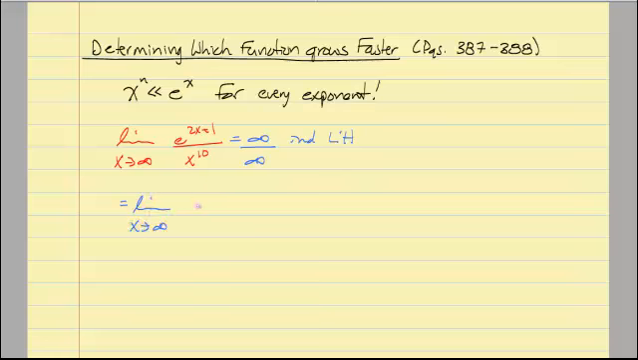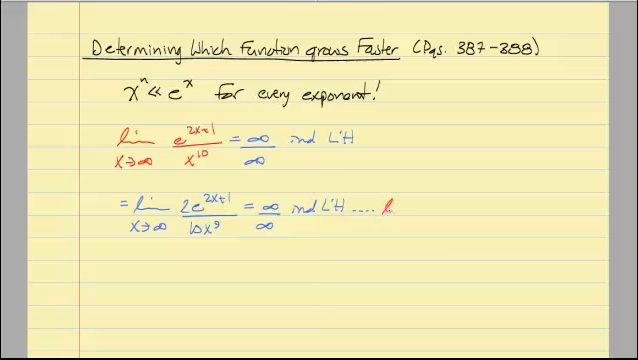Limit as x approaches infinity. The derivative of e to the u is e to the u times the derivative of u. The derivative of 2x plus 1 is 2. Now the derivative in the denominator would be the derivative of x to the 10th, which is 10x to the 9th. Take the limit, and again, I get infinity over infinity, which is indeterminate, L'Hopital's.